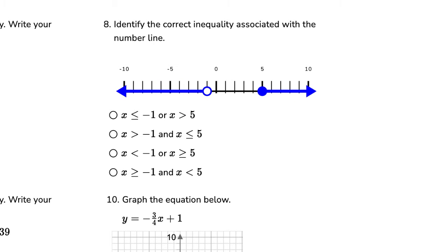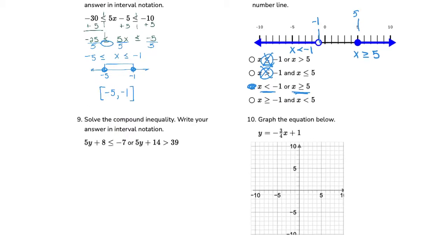Number 8, identify the correct one. So right here, this is at negative 1. So this is x is less than negative 1. And this is 5 right here. So this is x is equal to 5 or greater than it. Let's see, it's not this one because of that. It's not this one because of that. So it could be this guy, x is less than negative 1, or x is greater than or equal to 5. There you go, right there.